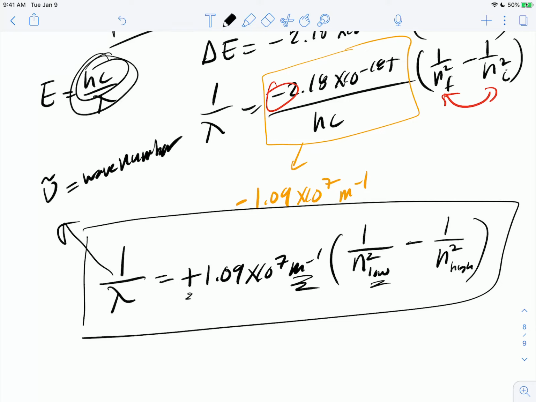So long story short, don't be confused when that's a positive value and the n has switched from final and initial to low and high. That's simply when you have a wavelength. It keeps things positive, and we chemists like to keep things positive.